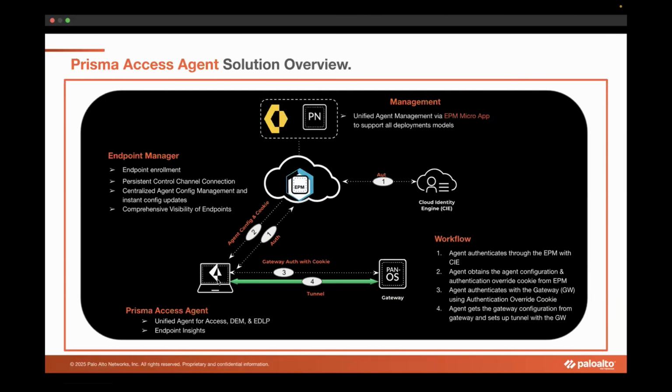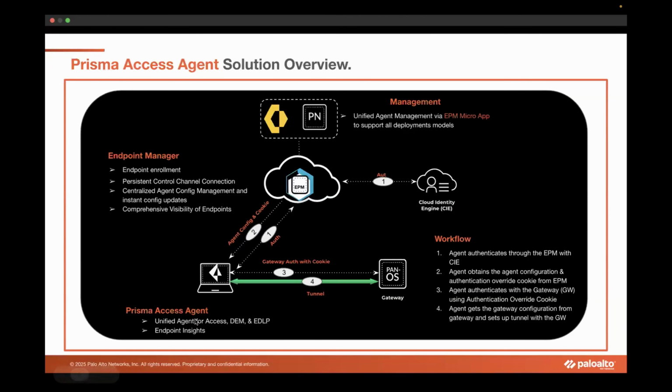So once the endpoint wants to establish a tunnel, it authenticates with the EPM or the cloud-based portal. And once authenticated, the endpoint manager returns the agent configuration to the endpoint and also the cookie that the end agent can use for authenticating with the gateway and then establishing the tunnel. So the flow is very simple, that the end user authenticates first with the cloud-based portal, gets the cookie as well as the agent-related configuration, and the authentication to the gateway happens via the cookie.